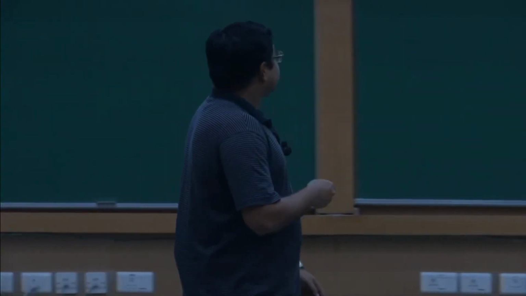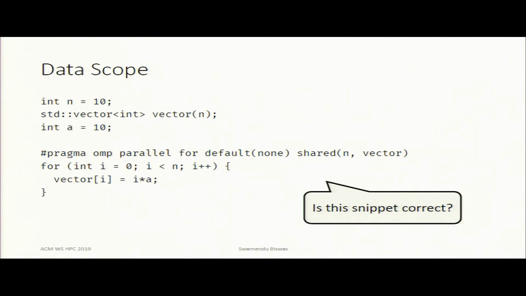So you are right. I have over here specified default is none, right? That means the default sharing attribute is none. None of them are shared. So you have to explicitly specify the scope of each attribute, right? So this will actually lead to a compilation error because I have said n and vector are shared. I have not said anything about A. So if you try out this code, it will lead to a compilation error. Fine?